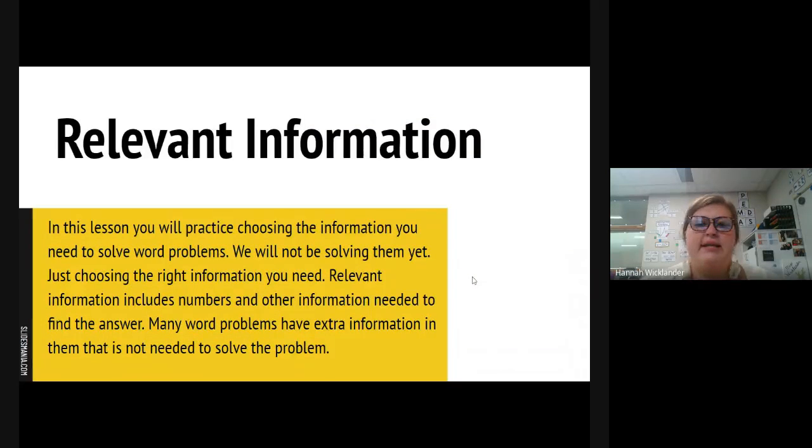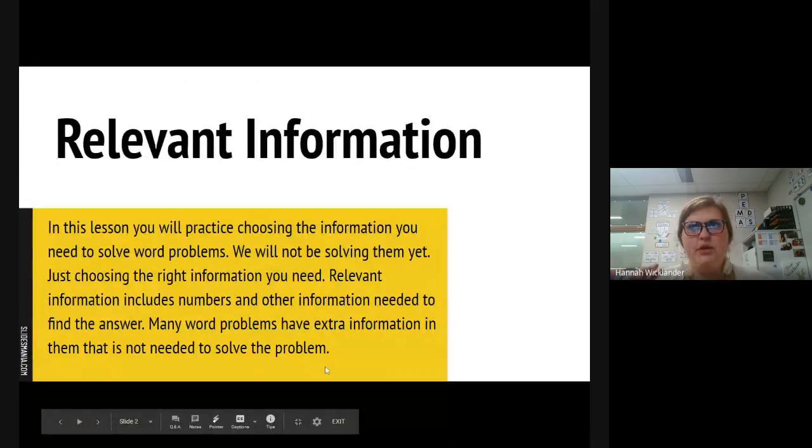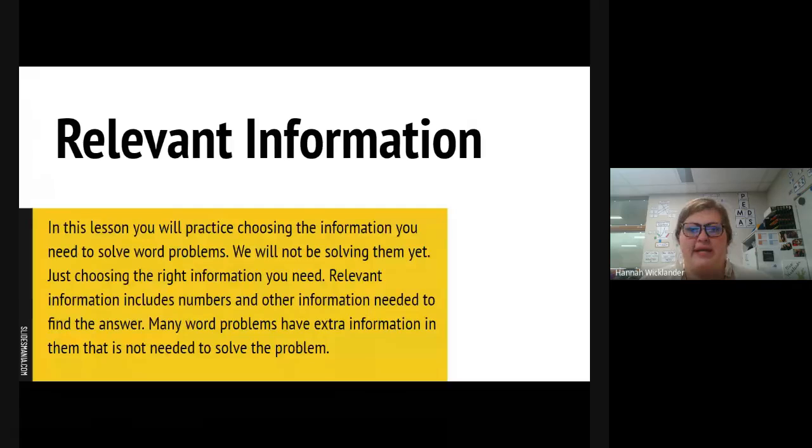So in this lesson, you'll practice choosing the information you need to solve the word problems. Relevant information includes numbers and other information needed to find the answers. Many word problems have extra information in them that is not needed to solve the problem. So sometimes they have an extra sentence or two that you don't really need to know in order to solve the problem. So we're just going to look at the story problems and figure out what information we do need.